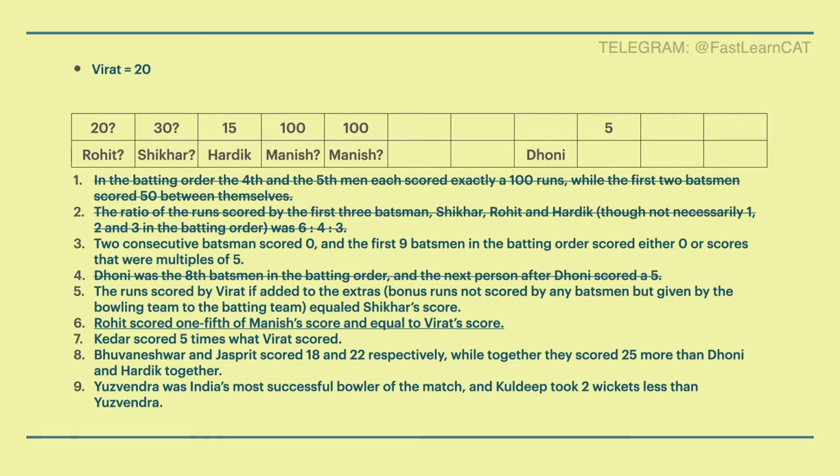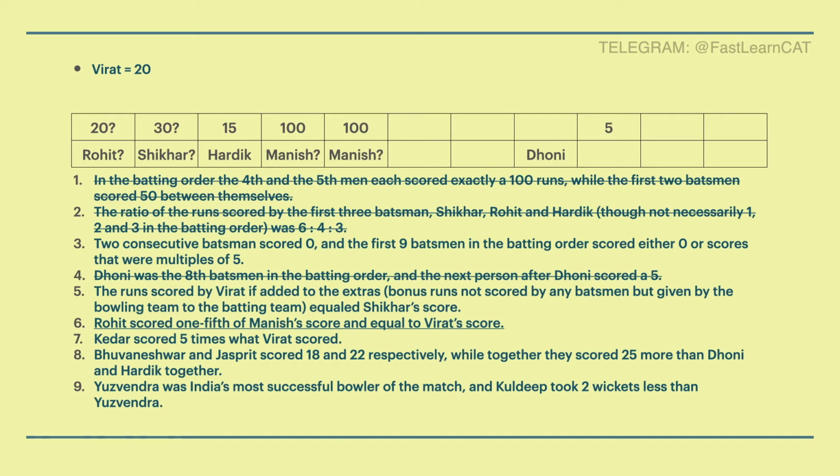It says Rohit scored 1/5 of Manish's score and equal to Virat's score. We know that Rohit is scoring 20. This means Manish is scoring 100 and he is either the fourth batsman or the fifth batsman. The other information is that Virat is scoring 20. We cannot represent this information in the table because we don't know the position of Virat.